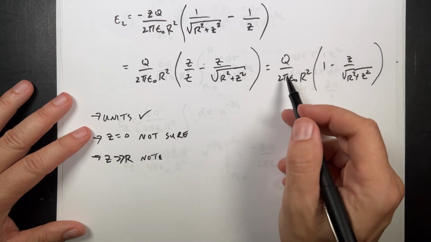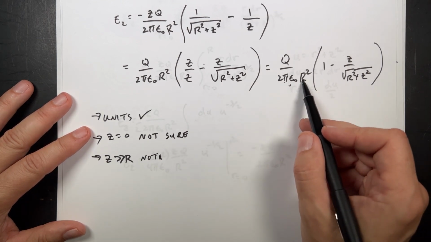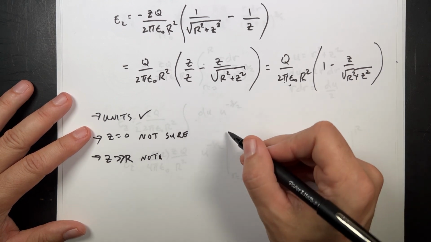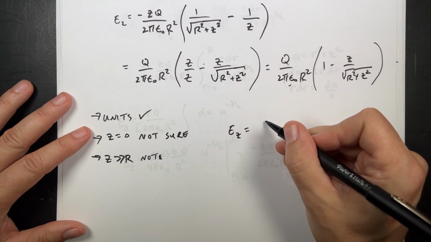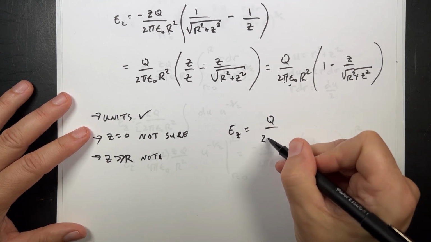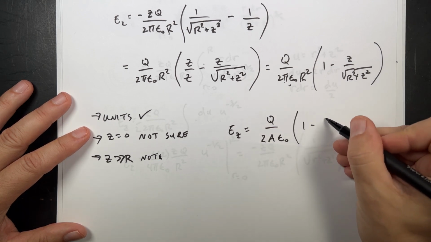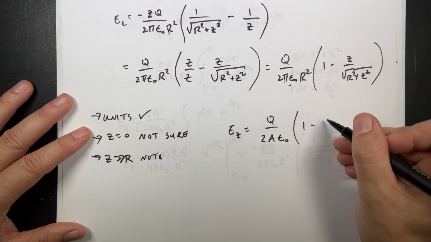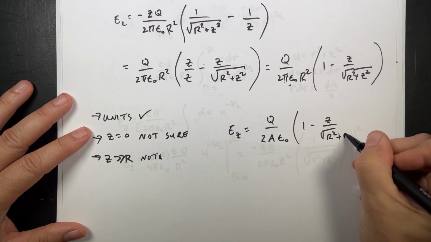But let's go over here, and what we normally do is, since we have this pi r squared is the area, we can actually write this as E_z equals Q over 2A epsilon naught, and then this is 1 minus z over the square root of r squared plus z squared.